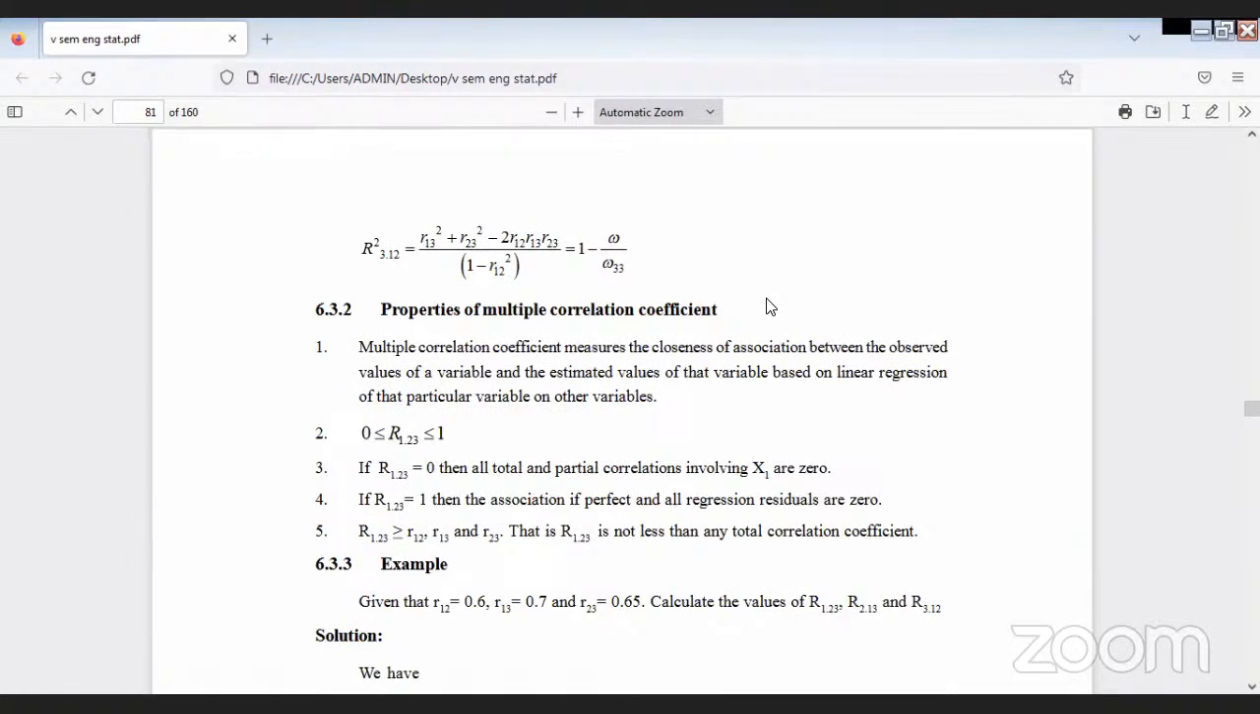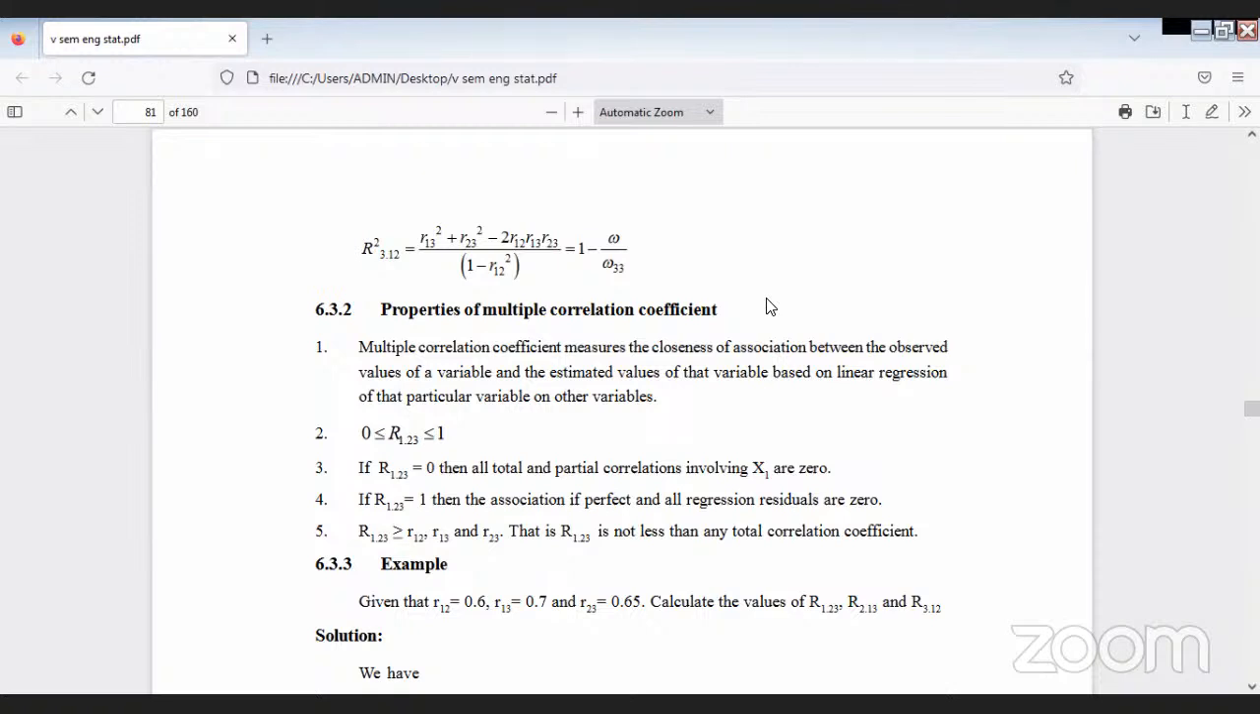So, properties of the multiple correlation coefficient. The multiple correlation coefficient measures the closeness of association between the observed values and the values of the variable based on the linear regression. 0 is less than or equal to R1.23, which is less than or equal to 1, between 0 and 1. R1.23 is equal to 0 when the total and partial correlations are 0. It is equal to 1 for a perfect regression, when the residual is 0.